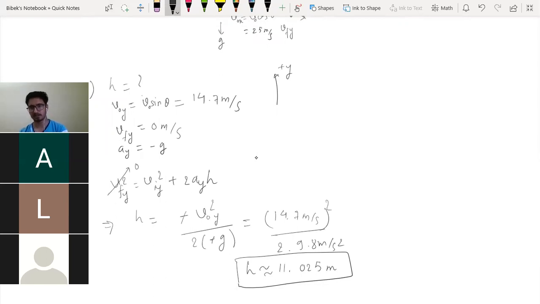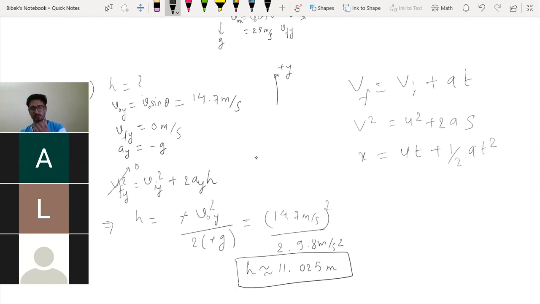We have basically 3 equations of motion, right? One is final velocity equals initial velocity plus acceleration times time. The other one is the same one that we just used: v squared equals u squared, the initial velocity squared, plus 2 times acceleration times the distance. And the other one is x equals initial velocity times time plus half acceleration times time squared.